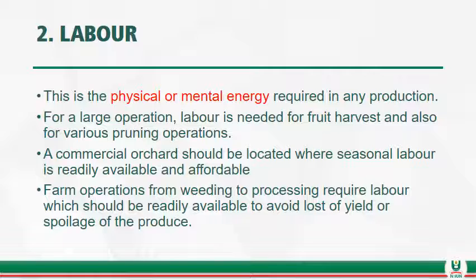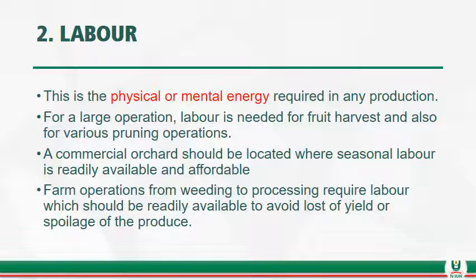The next factor we'll be talking about is labor, and labor means the physical or mental energy that is required in any production. So you're talking about physical work using your body and mental work using your mind. That is what is required for any form of production. For a larger operation, labor is needed for fruit harvest, for planting, for pruning, and so many other farm operations. So labor can come in form of man, it can come in form of machinery, any form, skilled or unskilled, so to put it.